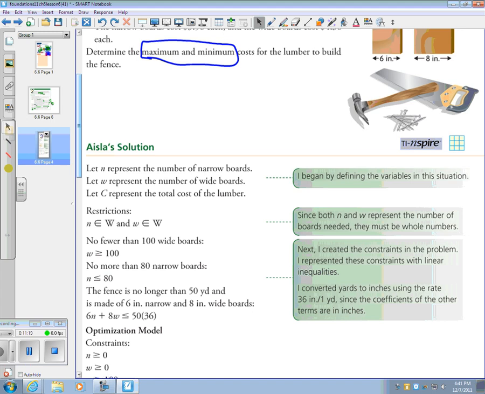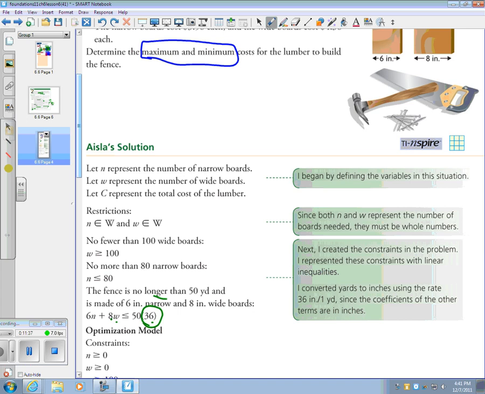It is made of 6-inch narrows. So there's 6 inches times each narrow and 8 inches times each wide. No longer than, which means less than or equal to, 50 yards. So they did 50 times 36.